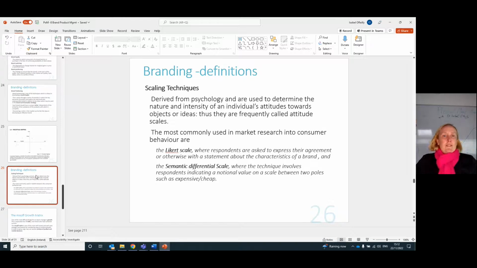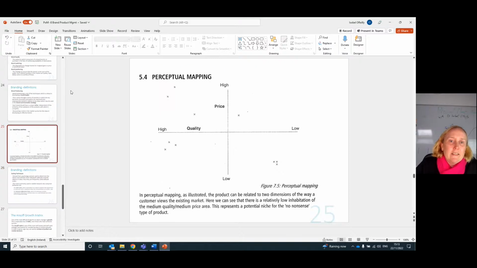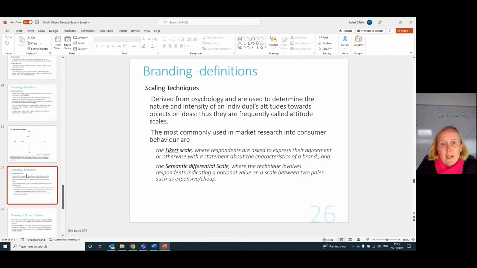So scaling techniques, we're trying to do our interviews and so on, derived from psychology and are used to determine the nature and intensity of an individual's attitudes towards objects or ideas, thus frequently called attitude scales. So this is part of how we can look at and try and assess the perception of our customers of the product.